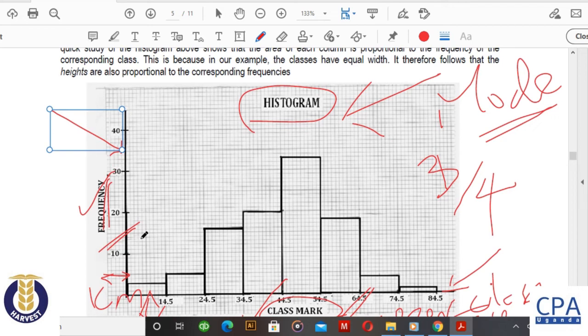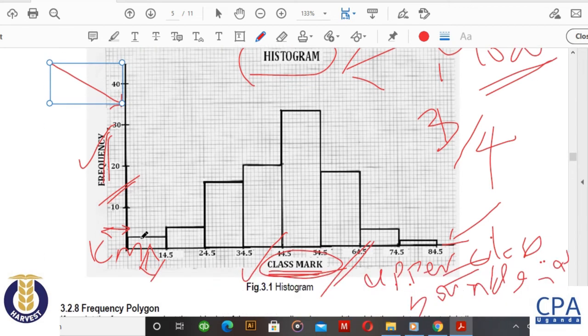Why do they do it like this? Because we don't want to have a case where people present histograms that are too small. So that's the first thing you need to note.